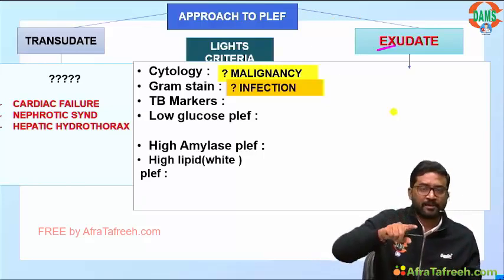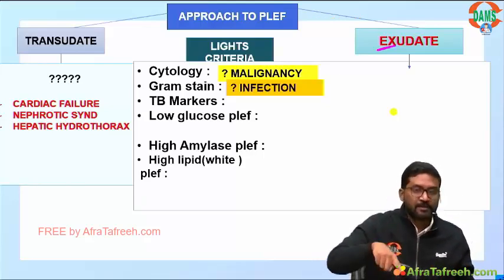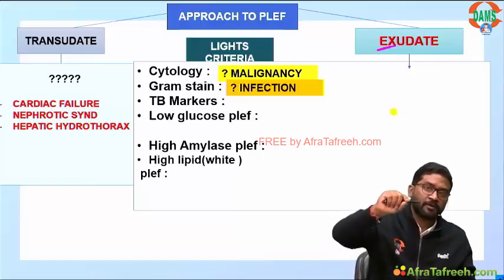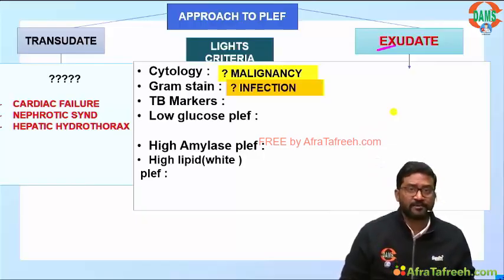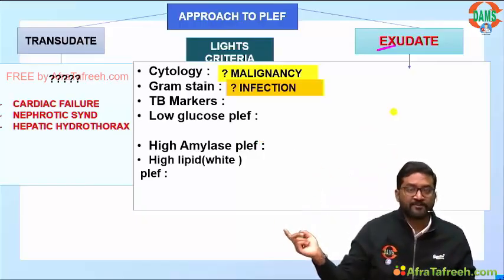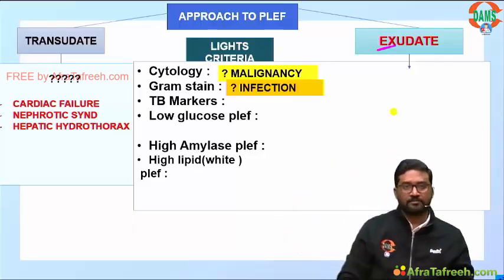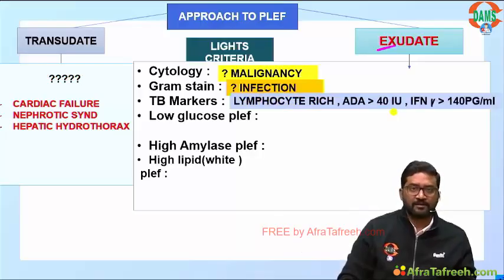Then TB markers. Why should I send it for TB markers? Because right now, TB is the most common cause of exudative pleural effusion worldwide. Tell me two markers. Apart from lymphocytes, what else will be elevated in TB? ADA, more than 40 international units. Interferon gamma, more than 140 picogram.